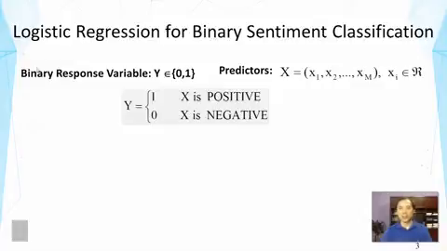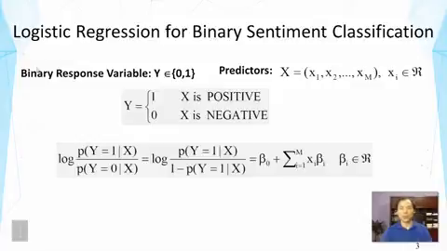So the predictors are represented as X, and these are the features, and there are M features altogether. Each feature value is a real number, and this can be a representation of a text document, right? And the Y has two values, a binary response variable, 0 or 1. 1 means X is positive, 0 means X is negative. And then, of course, this is a standard two-category categorization problem. We can apply logistic regression.